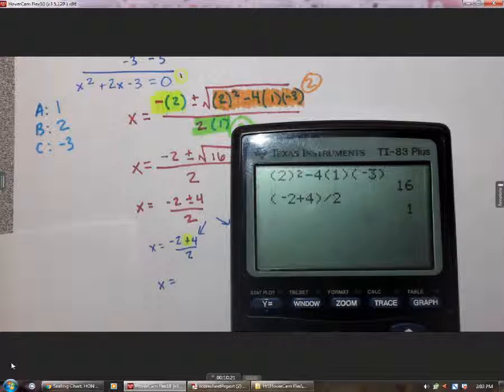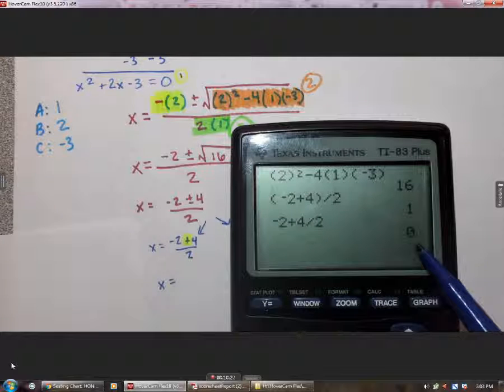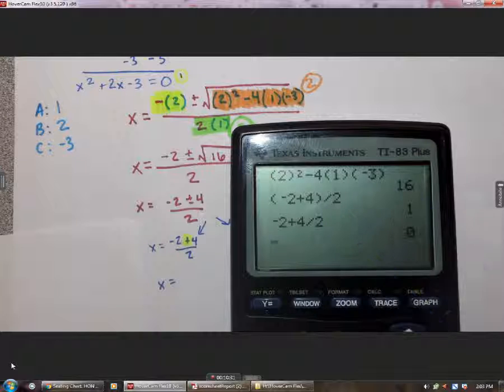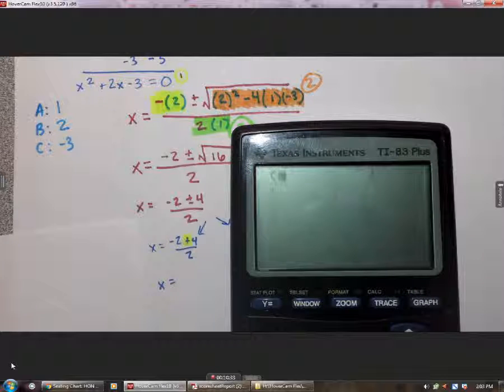If you don't do the parentheses and it's just negative 2 plus 4 over 2, it's going to give you the wrong answer. You need to have the parentheses on the top. So on the top, it will be negative 2 plus 4, divided by 2. Gives me 1.